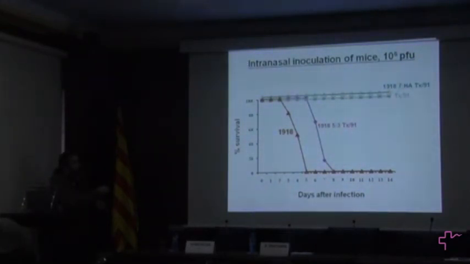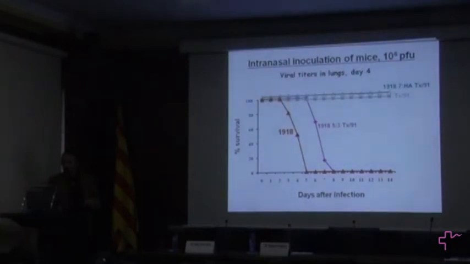Now, if you just replace the hemagglutinin of 1918 with the hemagglutinin of Texas 91, the animals again don't die. So this experiment is telling us that virulence, at least in mice, is multigenic. You require the hemagglutinin, and you also require the polymerase genes for full virulence.